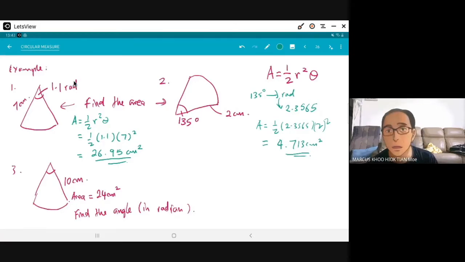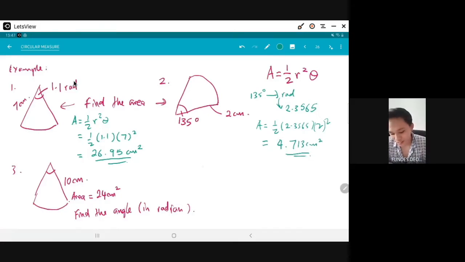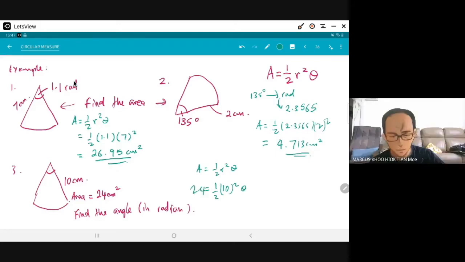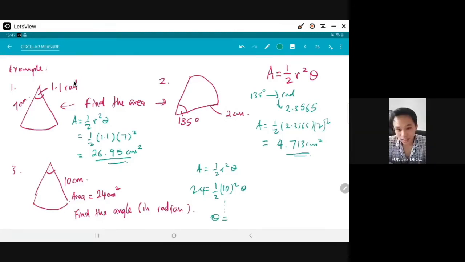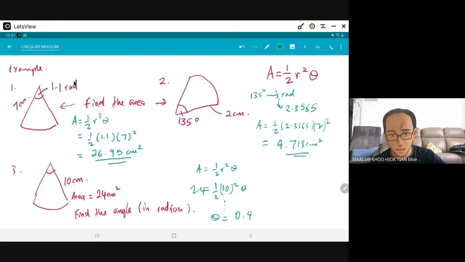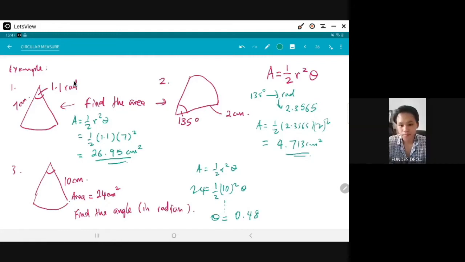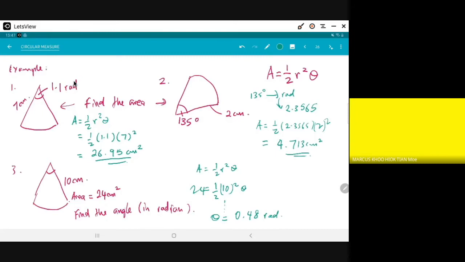Who is number 3? Oh, the magician. Yes, Funders the magician. Write the formula first. Then substitute R with 10 cm, 10 squared. Then 1 over 2 times R squared equals 24. Then we go back. So last, 0.48 radian. 2 decimal places this time. Yeah. Okay. 0.48 radian.